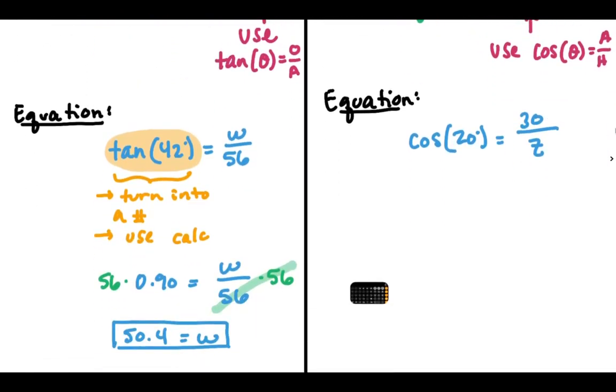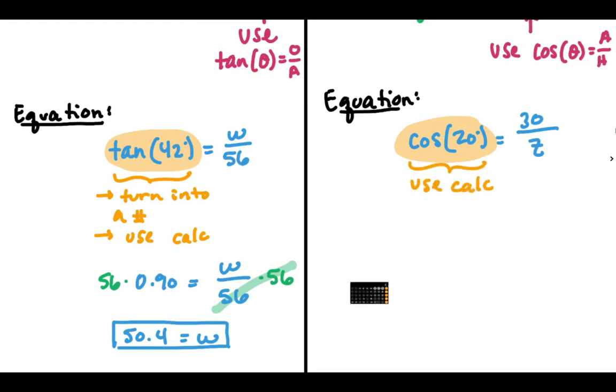So this looks a little bit different than the equation we have over here. We have our trig value on the left, but on the right now, instead of our variable being in the top, it's in the bottom, it's in the denominator. And this is going to affect our solving a little bit. But the first thing we want to do is the same as we did over here. Let's turn cosine 20 into a number. So let's use our calculator to turn this into a number.